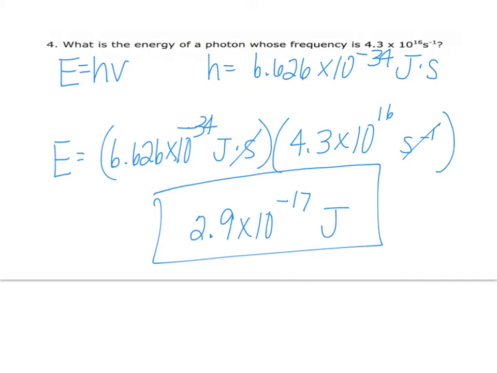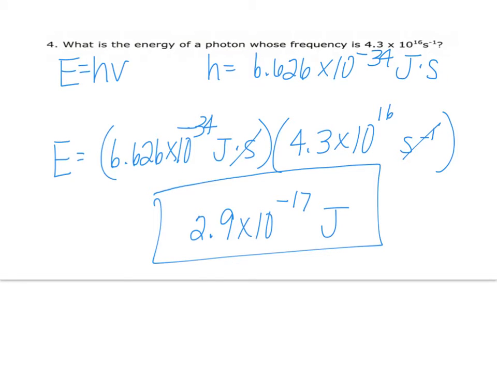All right, this one says what is the energy of a photon with this frequency? So we're going to use E is equal to hν, and of course that's Planck's constant, where h is equal to 6.626 times 10 to the negative 34 joules times second. You will be given this equation, and you will be given the constant, but you have to know how to use them properly. And so this is literally, we're just going to multiply these two numbers.